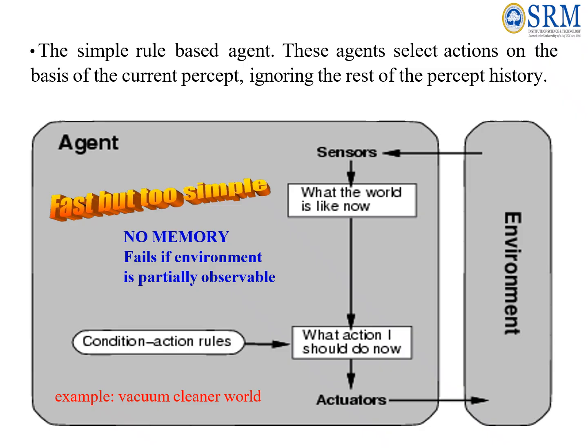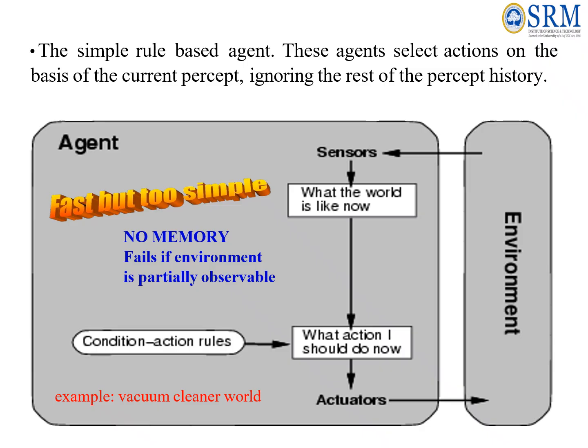So what action should I do now? This is the decision making component. The agent observes the current percept, matches it to a rule, and selects the corresponding action. The current percept will be A comma dirt. The matching rule will be "if dirty then suck." The selected action will be suck. And the effector, that is the actuator, plays a major role here.